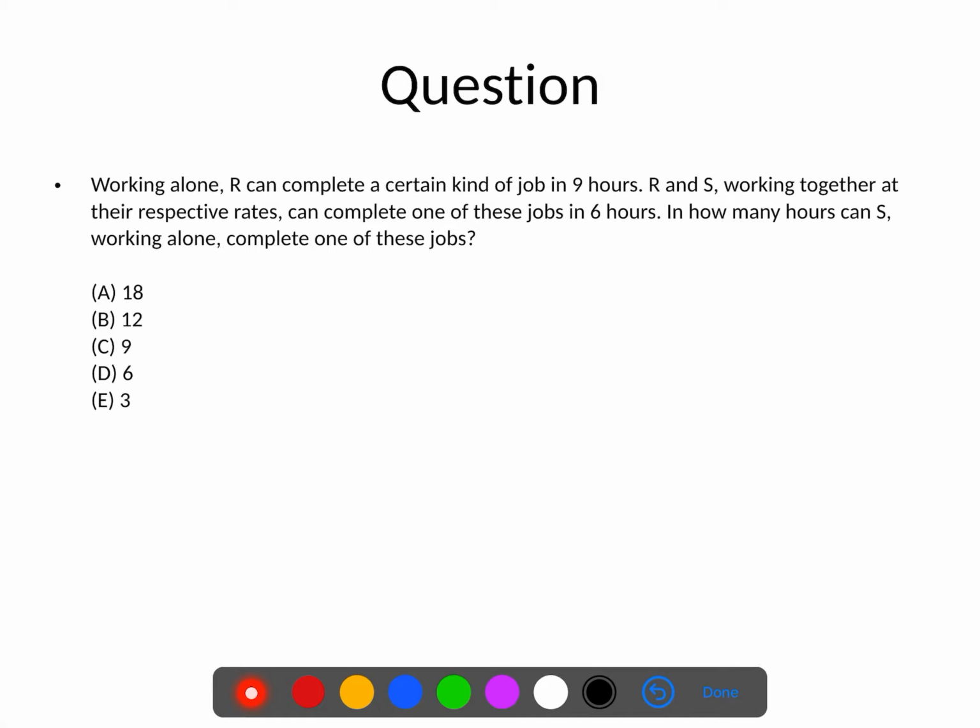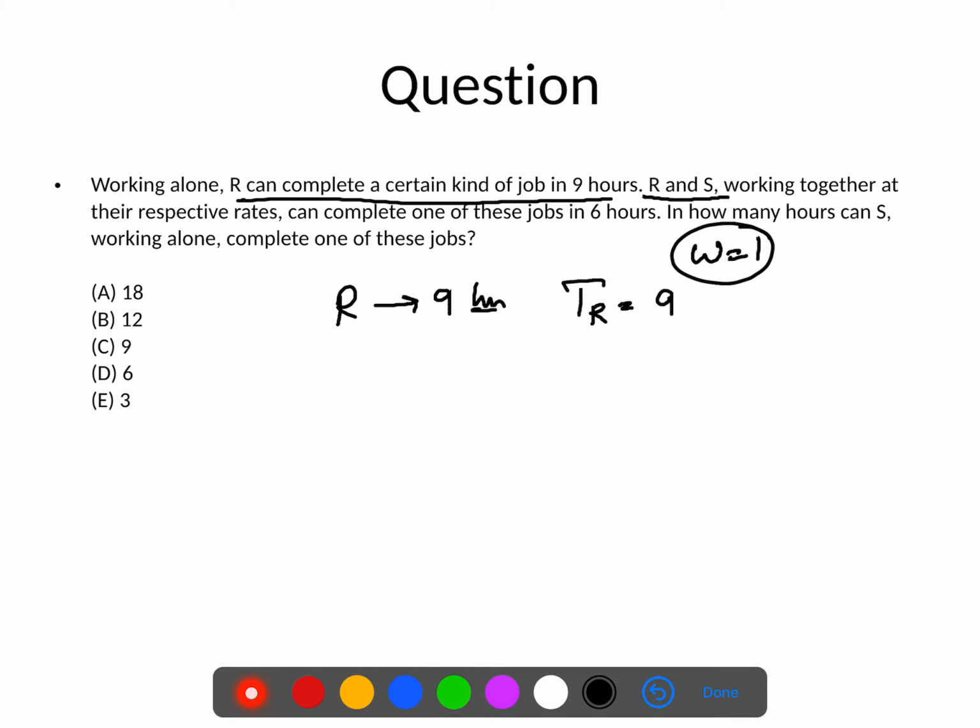Working alone, R can complete a certain kind of job in 9 hours. In this case we take work as 1. So R can complete the job in 9 hours, so time taken by R is equal to 9. What will be the rate of R? Rate is work upon time. Work is 1, time taken is 9 hours. So his rate is 1 over 9.